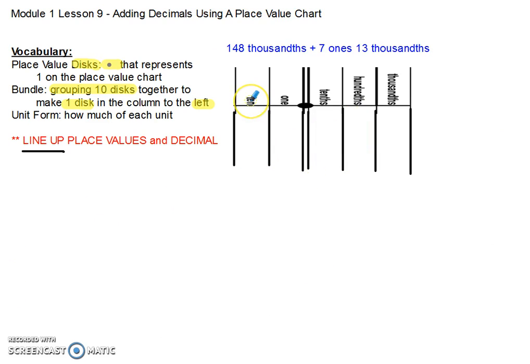So let's take a look at this next problem. 148 thousandths plus 7 ones and 13 thousandths. So we want to make sure that we separate our two numbers and know which numbers go together. Now, this is really interesting because a lot of us in class said, oh, 148 thousandths, I am just going to make 148 dots in my thousandths column. But guess what? That takes a really long time, and so we have to ask ourselves, what's a better way to think about creating 148 thousandths?